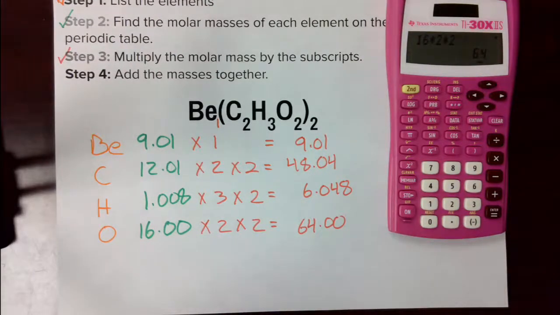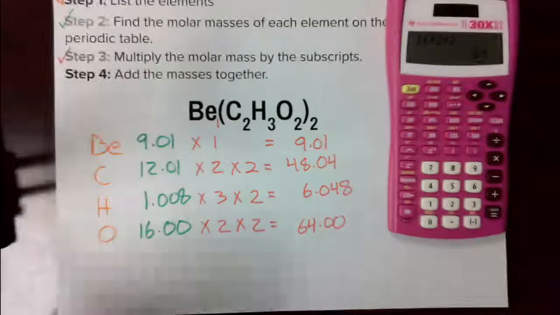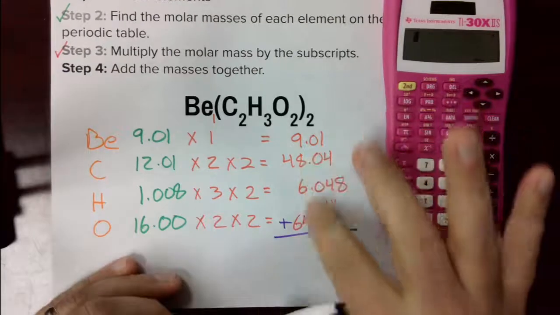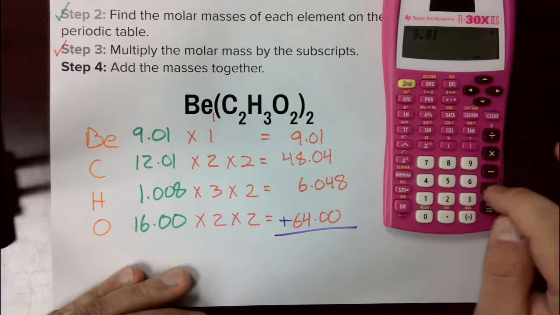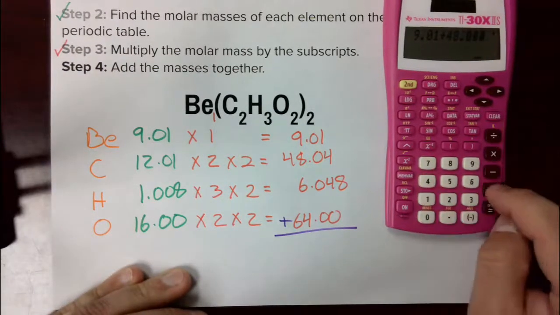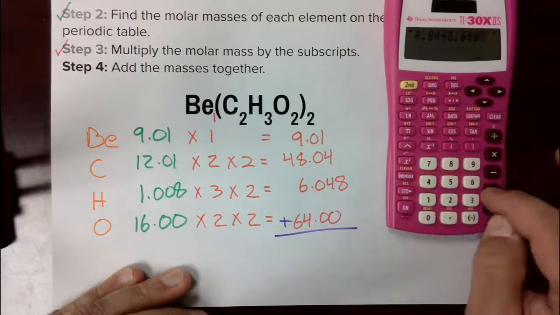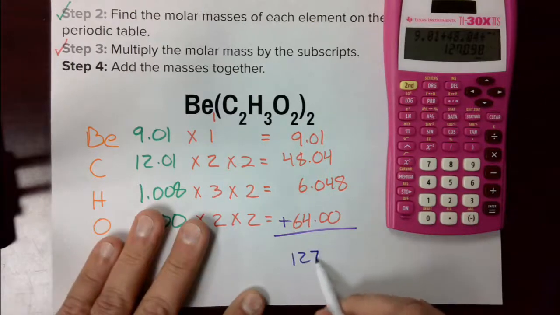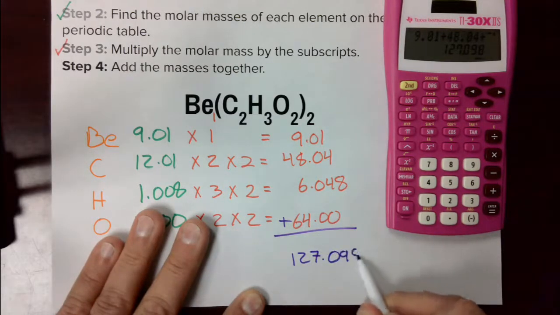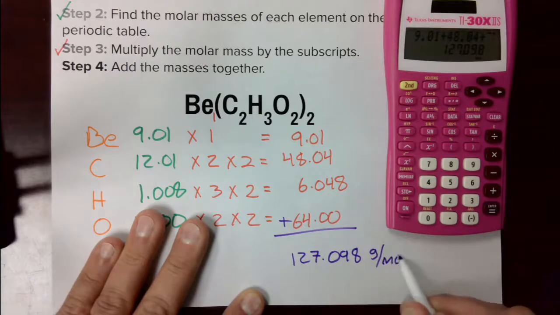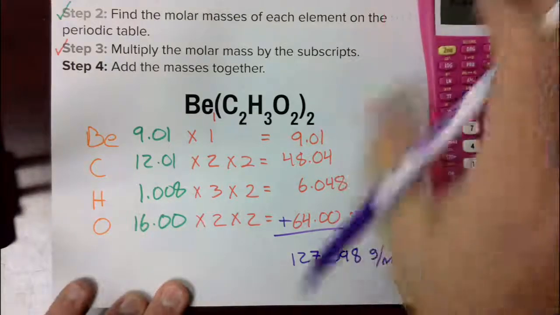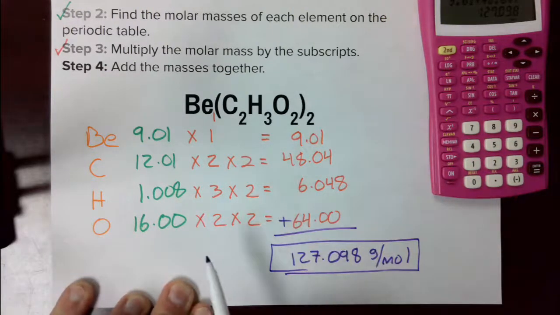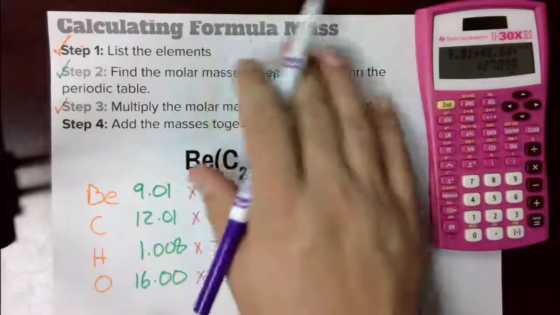Step 4 is to simply add those masses together. So we're going to use a plus sign and an equals. And then in my calculator, I'm going to add all of these together. 9.01 plus 48.04 plus 6.048 plus 64.00. Hit enter. And that gives us 127.098 grams per mole. There is the molar mass of this compound. Sorry, the formula mass of this compound. And that's what we were doing today, calculating formula mass. Thanks.